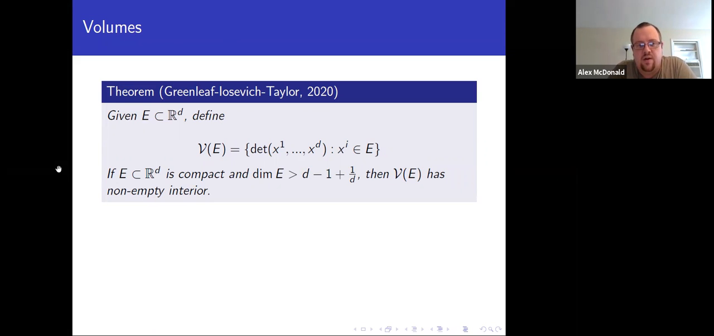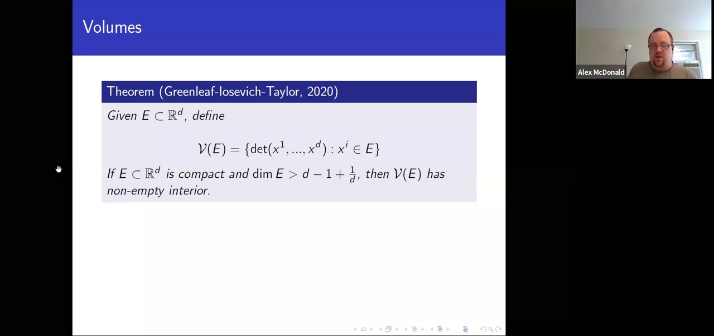Given a set E in R^D, define the volume set of E, which I'll call script V of E, to be the set of all determinants of any choice of D points in your set E. This basic geometry tells us you can think of this as the volume spanned by D vectors.